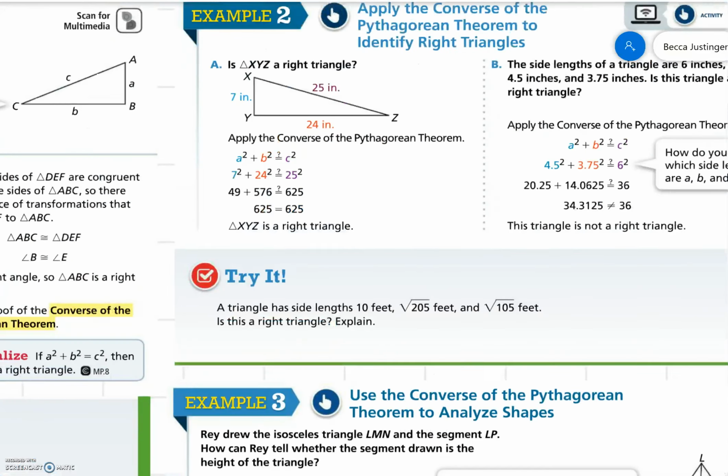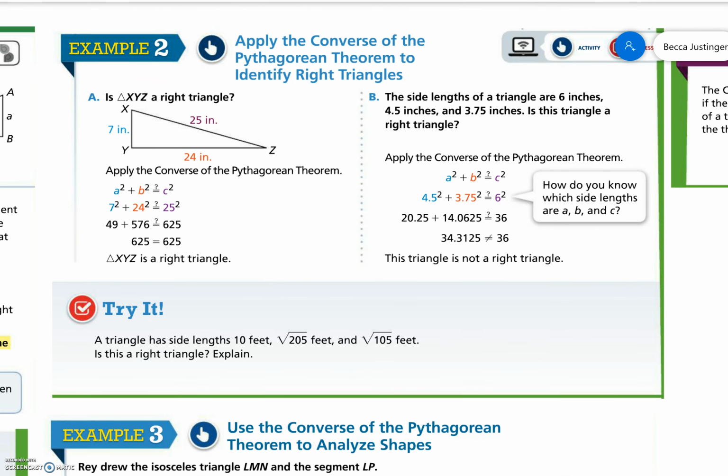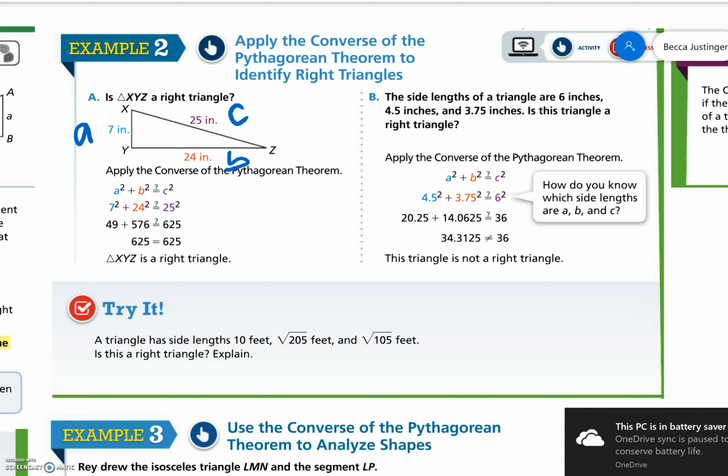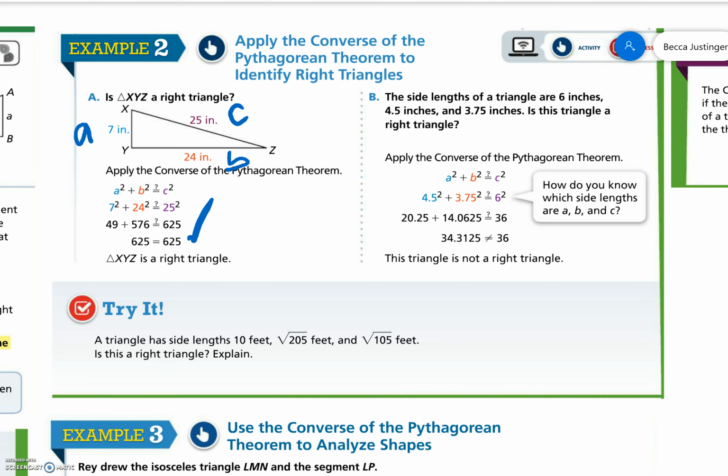Right, example number two. Apply the converse of the Pythagorean theorem to identify right triangles. Is triangle XYZ a right triangle? So again, this has to be A, B, this one has to be C. Plug them in. 7 squared plus 24 squared equals 25 squared. 7 squared is 49. 24 squared is 576. And 25 squared is 625. 625 is equal to 625. So XYZ is a right triangle.